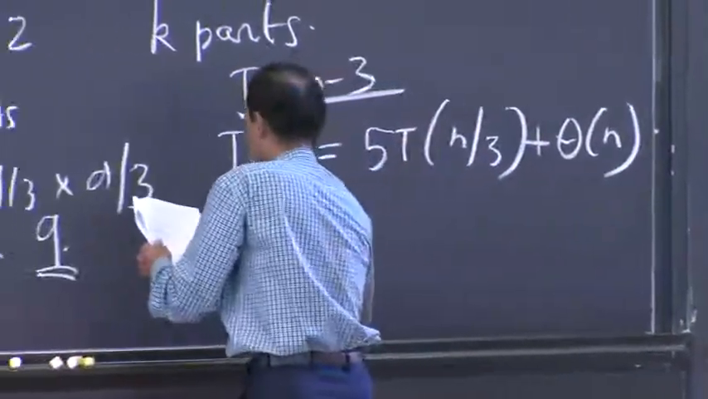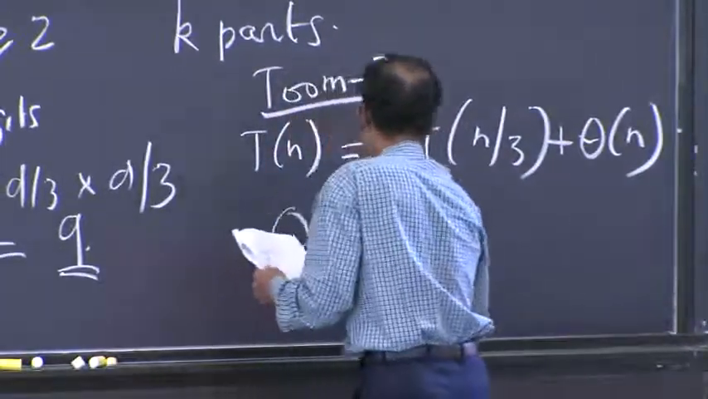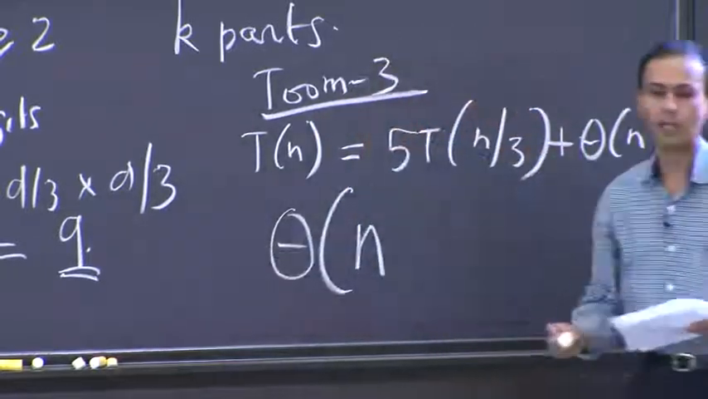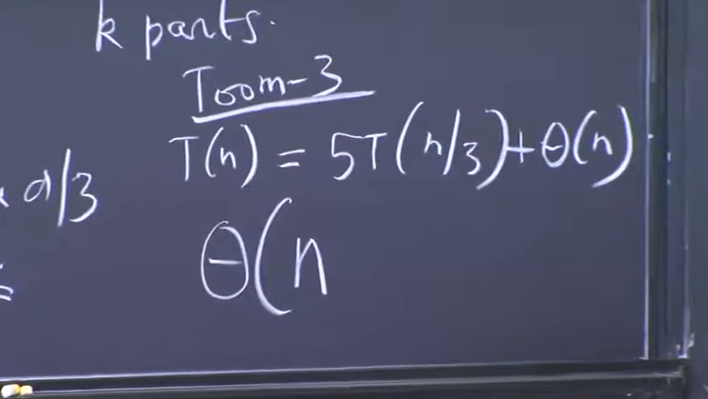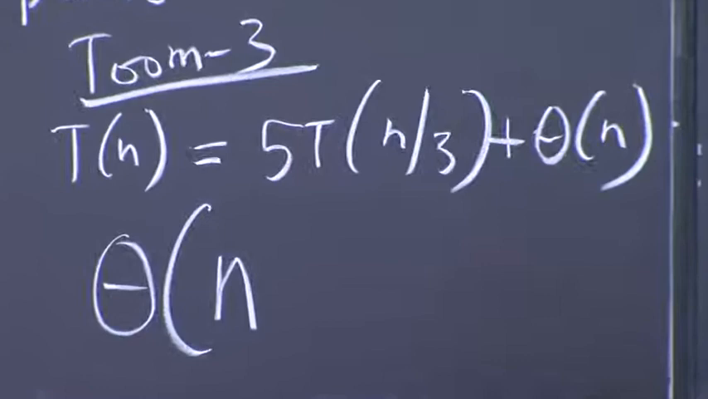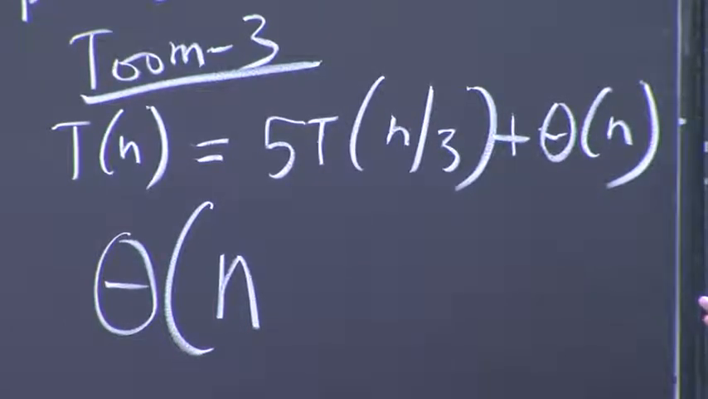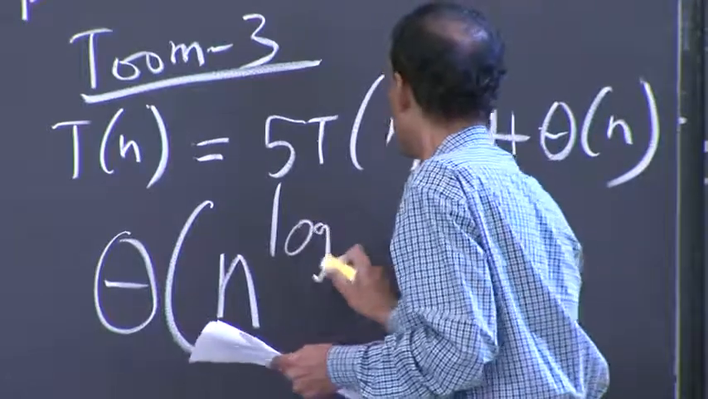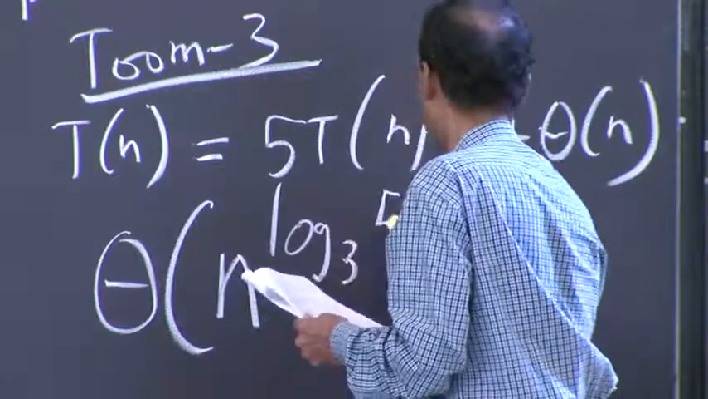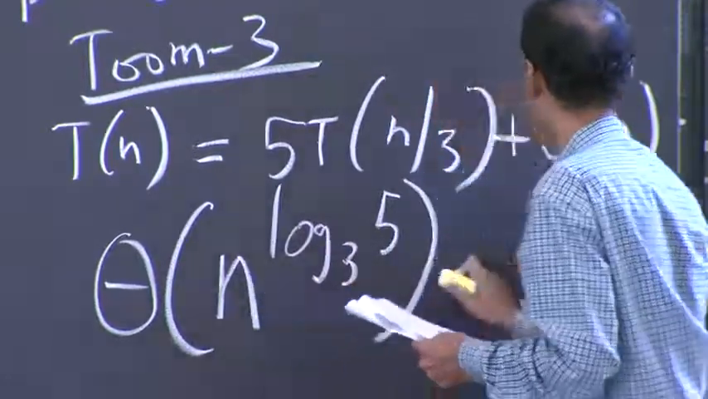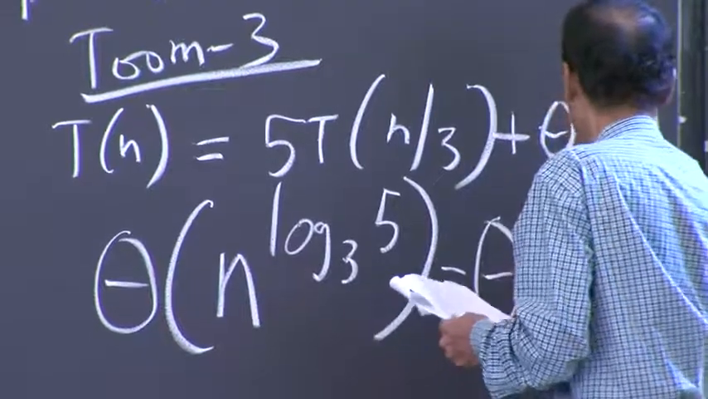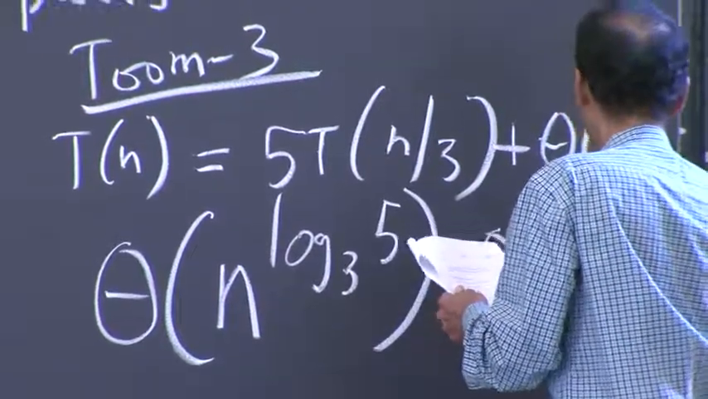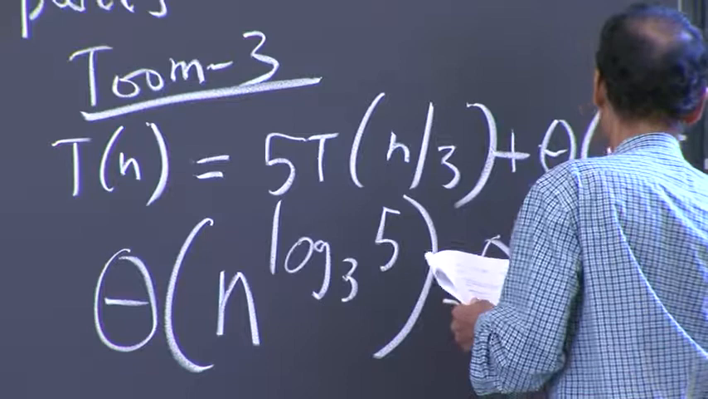And that ends up being theta of n raised to what? Someone? Someone loudly? Log to the base 3 of 5. Okay, another irrational number. And this ends up being n raised to 1.465.